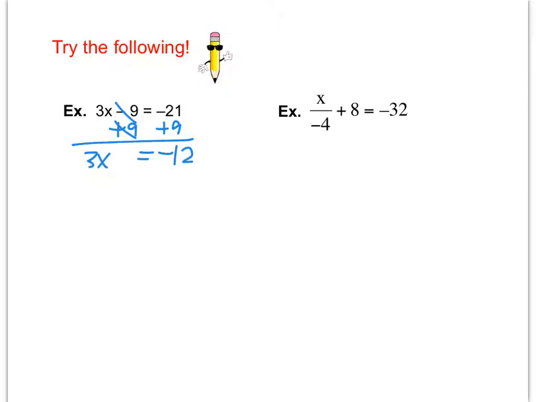To get rid of the multiplication, I'm going to use division. That's my inverse operation. 3 over 3 equals 1, so I'm left with 1x. Negative 12 divided by 3 is negative 4.